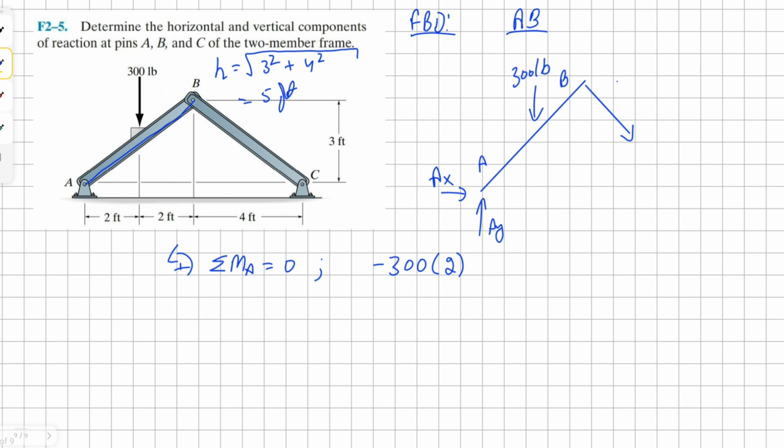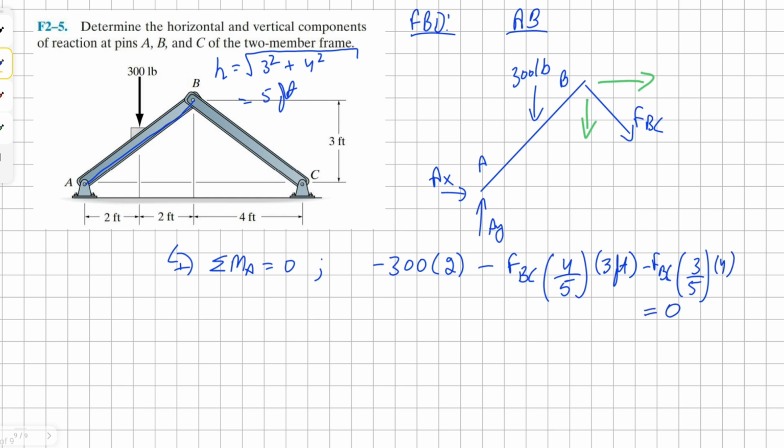Okay, and we know that these reactions would be as follows. For our x direction, we're going to have negative force BC, and it'll be 4 divided by 5 times 3 feet. And then we can have negative force BC for our vertical component. It will be 3 over 5 times 4, all equals 0.